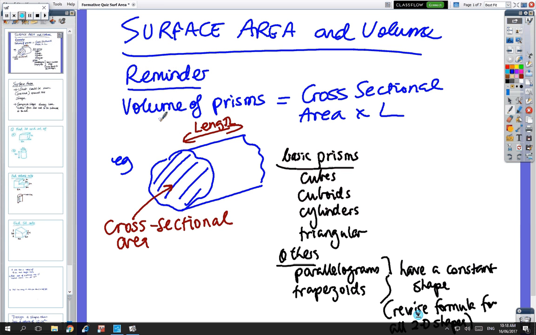Okay, so we're looking at just a revision video that you might use to get ready for the test coming up on surface area and volume. And again, just a reminder, the volume, we could define it as the cross-sectional area times the length. So the cross-sectional area is the face that doesn't change. So when we did a cube, the face that doesn't change is a square, and then we times it by how long it is. So we've talked about that before. So any shape that has a constant shape, we can just multiply the cross-sectional area by how long it is, and we find the volume.